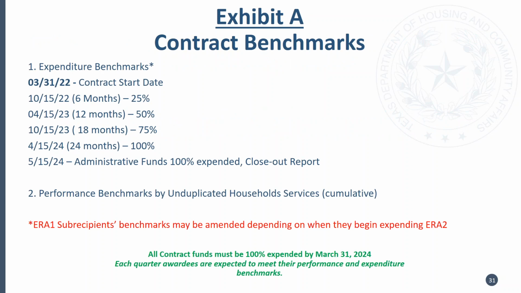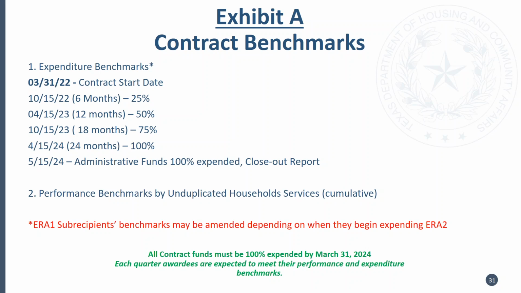Okay, now the exciting ones, the ones that everybody's been enjoying for the last week. Your Exhibit A is contract benchmarks. As you can see, this was in the NOFA as well. These are going to be your expenditure benchmarks. October 15, 6 months out, you'll need to have spent 25%. April 15th, 2023, 50%. October 15, 2023, 75%. And at the end, April 15th, 2024, 100%. And then on May 15th, 2024, 100% of administrative funds and a closeout report.